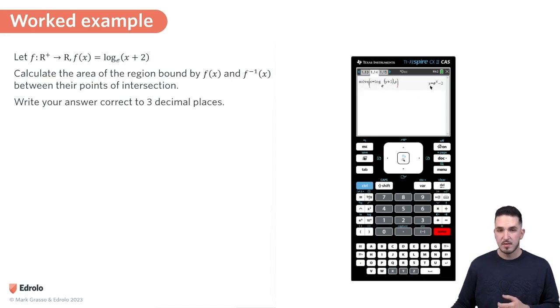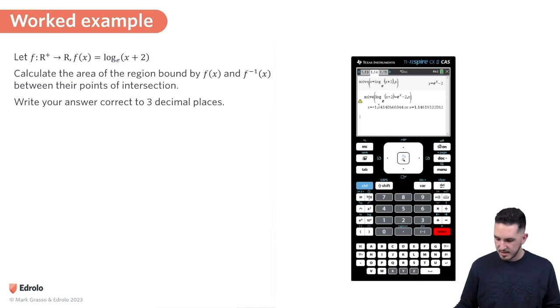So therefore, our inverse function is going to be e to the negative x minus 2. So we want to find their points of intersection now. So again, we're going to use solve. So menu algebra solve log e of x plus 2 of x plus 2 is equal to the x minus 2 comma x. So if we have 2 points of intersection, x equals negative 1.841 and x equals 1.146. Because the answer we want is to 3dp, I'm going to use 3 decimal places here as well.